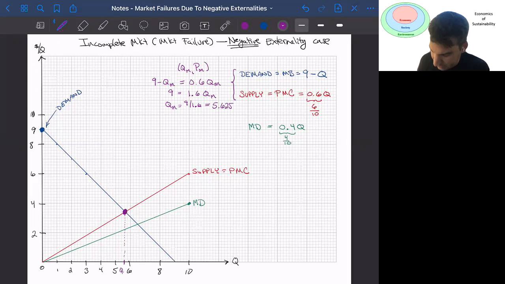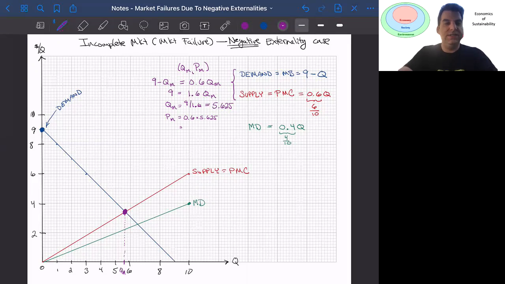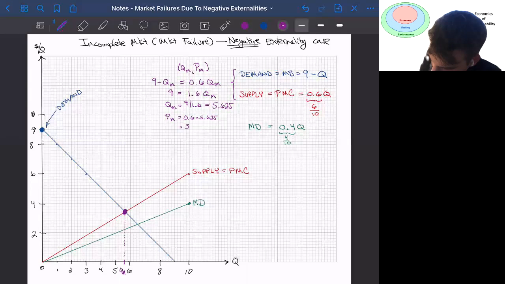That is my QM. And then what's my PM? What's the price at the market equilibrium? Well, all I can do is just plug that QM back into either the supply function or the demand function. And that should give me the price that corresponds to that. They'll both give me the same answer. So just because it's easier, I'm going to plug it into the supply function. So that's 0.6 times 5.625. And that tells me that my market price is, using a calculator here, 0.6 times 5.625, 3.375. And that looks about right here.